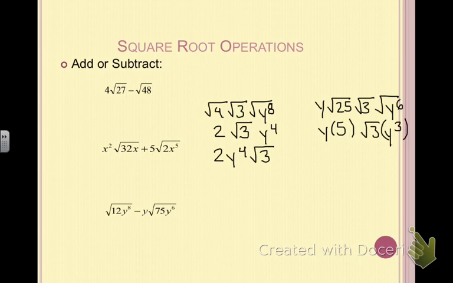Now, this gives us 5y to the 4th power times the square root of 3. Remember that when you multiply like bases, you add the exponents. That's how we got y to the 4th power there. We now have like terms and are good to go. 2 minus 5 is negative 3. So we get a final result of negative 3y to the 4th times the square root of 3.